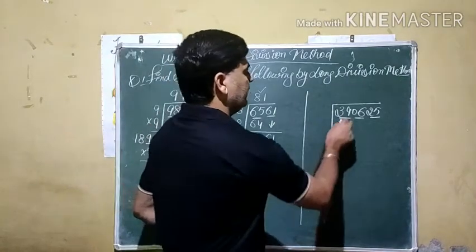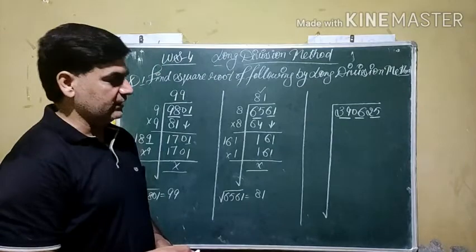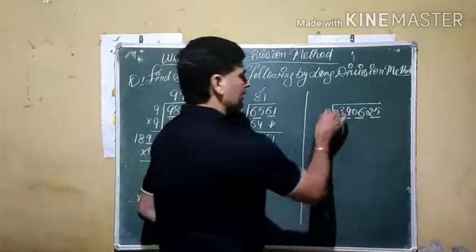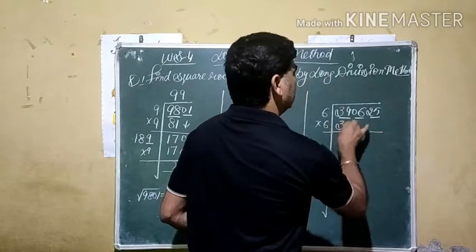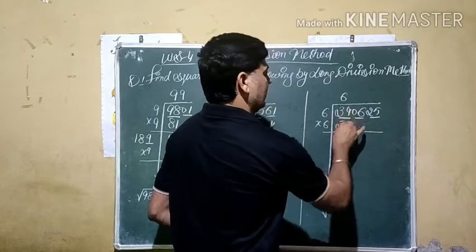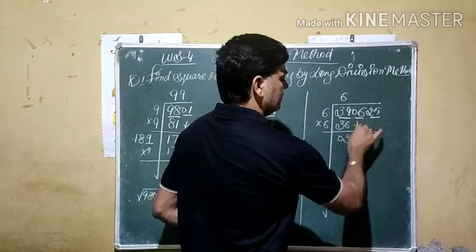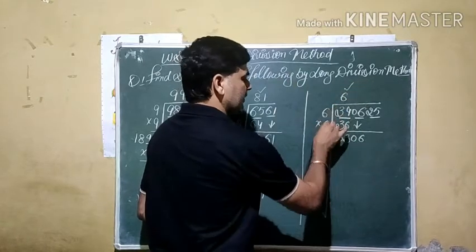Now if we see here, the first pair is 39. We know that the square of 6 is 36. The square of 7 is 49. So we choose here 6 as a digit. 6 6s are 36. 6 digit comes here. 9 minus 6, 3. 3 minus 3, 0. Next pair comes out 0, 6. Double of this digit, otherwise sum of these two, 12.